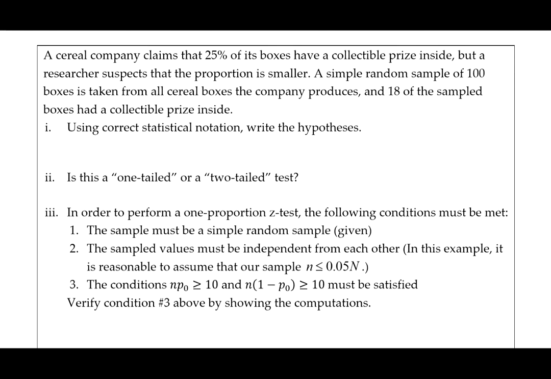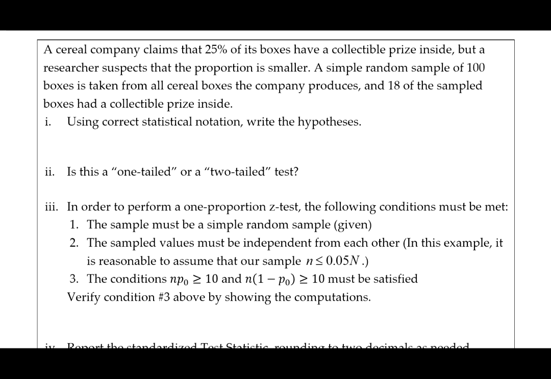Let's do a second example. A cereal company claims that 25% of its boxes have a collectible prize inside, but a researcher suspects that the proportion is smaller. A simple random sample of 100 boxes is taken from all cereal boxes the company produces, and 18 of the sampled boxes had a collectible prize inside. Let's write the hypotheses.